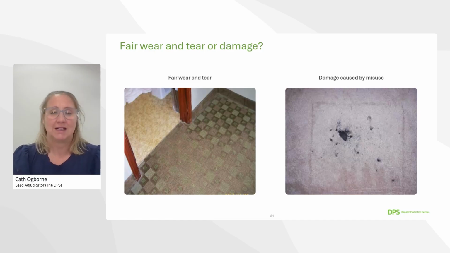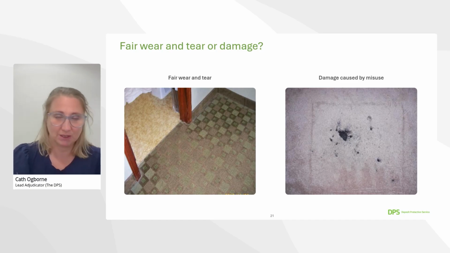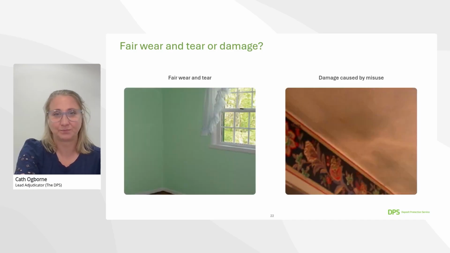Okay, so here we have a carpet with just some light shading to the centre, to the walkways. That's quite indicative of fair wear and tear. You're going to expect that carpets are going to be walked upon. It's going to cause some shading. You can contrast that with the photograph I showed you earlier with this big black stain on it. There's no way that's going to have happened through anything else other than misuse. Something's been spilt on the carpet, something's damaged the carpet, and that would be a breach. That's not something that's going to come within the definition of fair wear and tear.